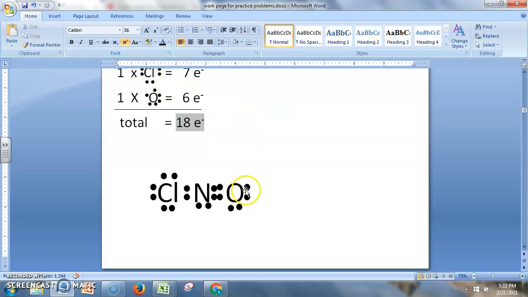Oxygen has 8 around it, 2, 4, 6, 8. The nitrogen has 8 around it, 2, 4, 6, 8. Chlorine has 8 around it, 2, 4, 6, 8. We've satisfied the octet rule. So we are good to go. It is time to replace shared pairs with lines to make it a Lewis structure.